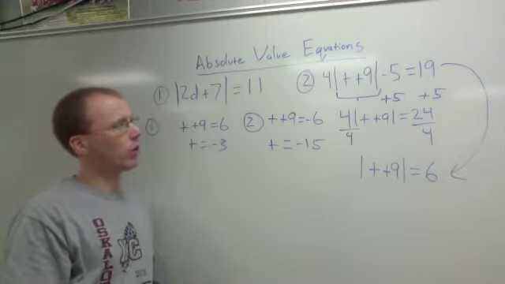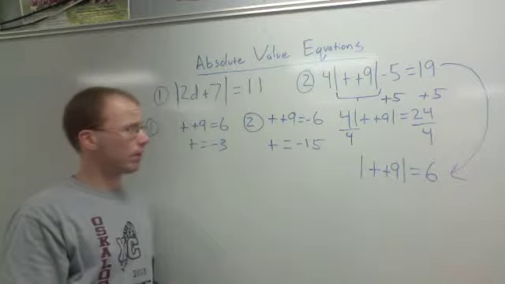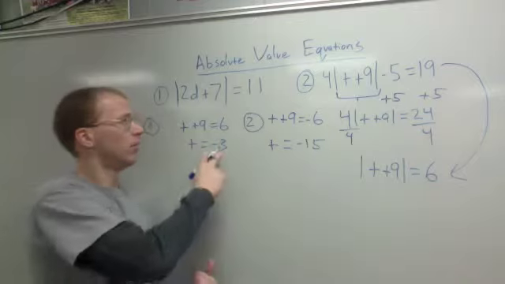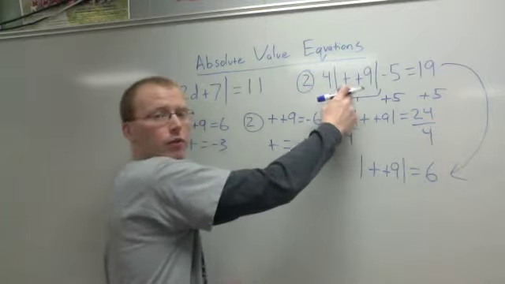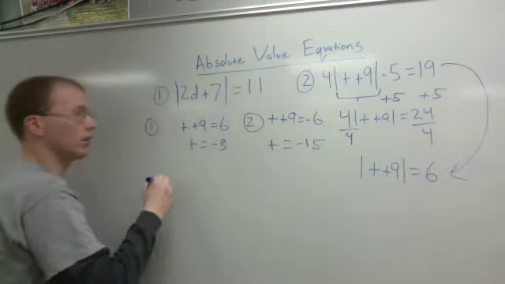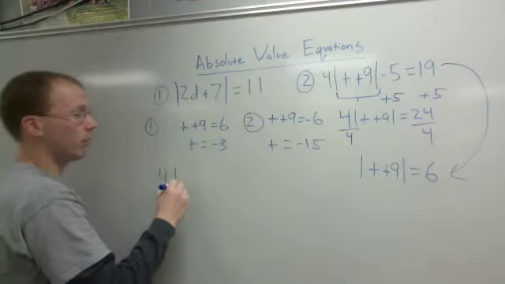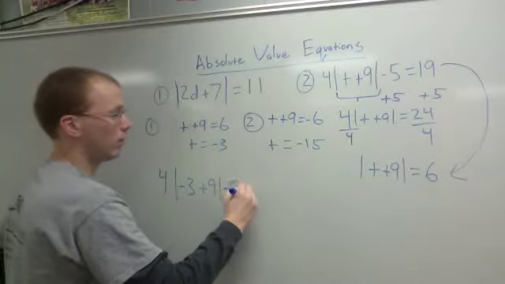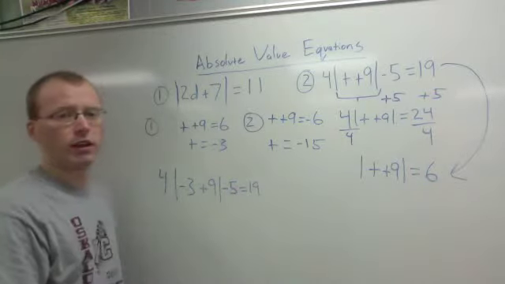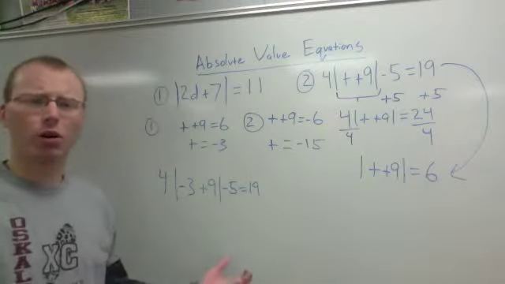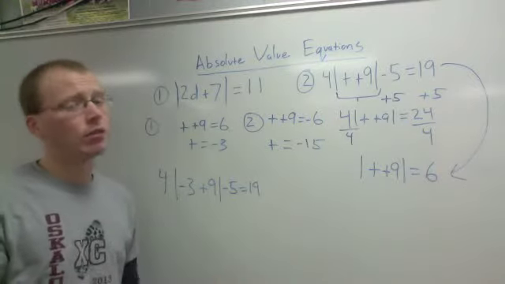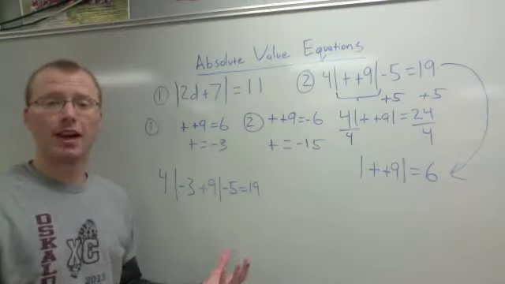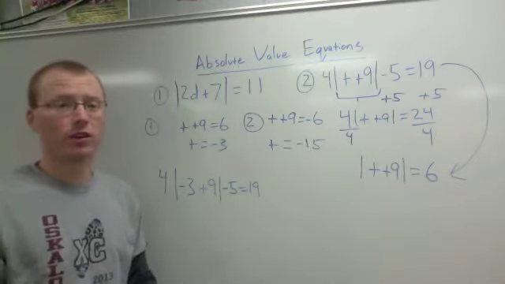So what we're going to do, we're going to plug these in to our original equation. I'm going to plug negative 3 in for t. So I'm going to have 4 times the absolute value of negative 3 plus 9 minus 5 equals 19. And I know a lot of you are thinking right now, I don't want to waste my time and check my answers. In absolute value equations, a lot of times you're going to get extraneous solutions, or what I mean by that are solutions that do not work. So you always want to check.